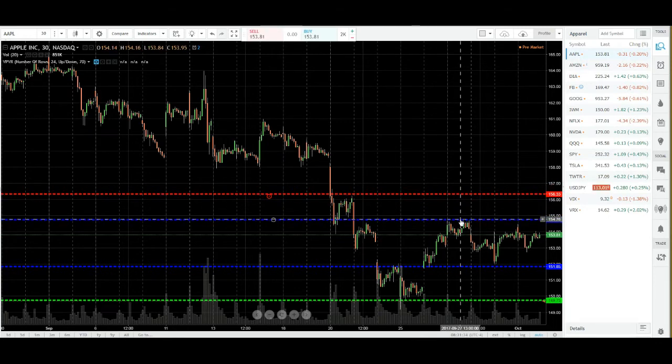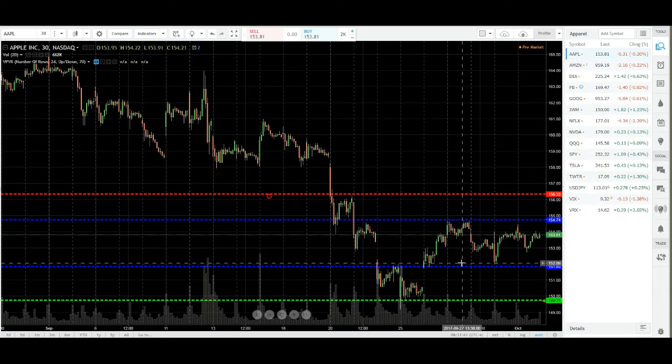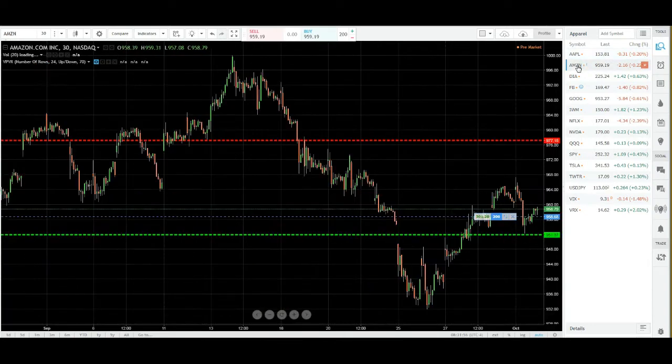We have some liquidity at 154.78 that I'd be interested to see how we react off of that. And we have some liquidity sitting at 151.91. I would buy Apple, but not until 149.79.